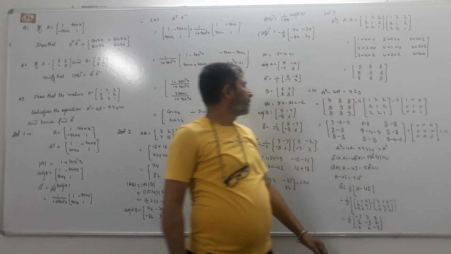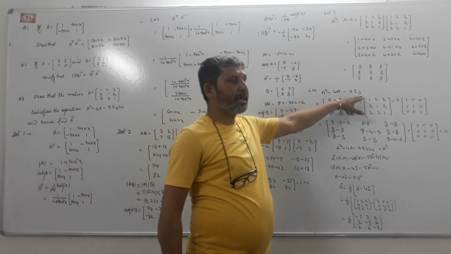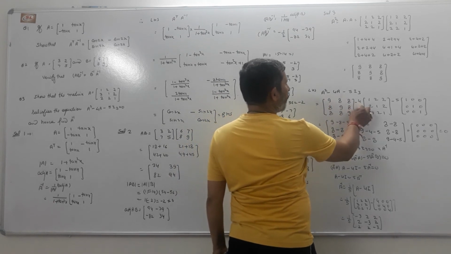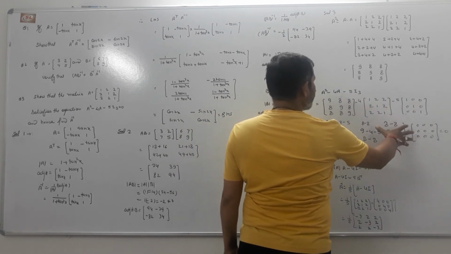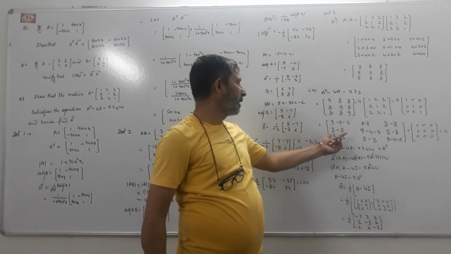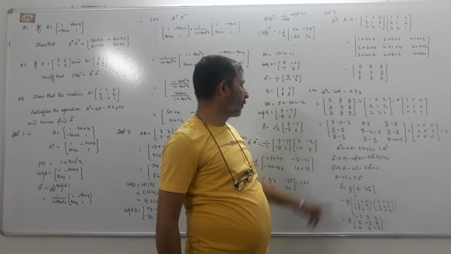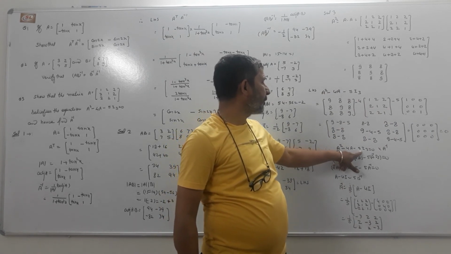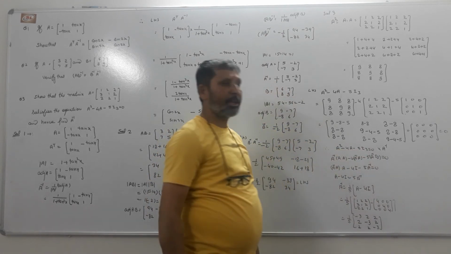Then the left hand side is A square minus 4A minus 5 I3. Put the value of A square, minus 4A as it is, minus 5I. Now we add these three matrices. By adding these three, we get 0. Therefore we satisfy A square minus 4A minus 5 I3 equals 0. From this result we find A inverse.